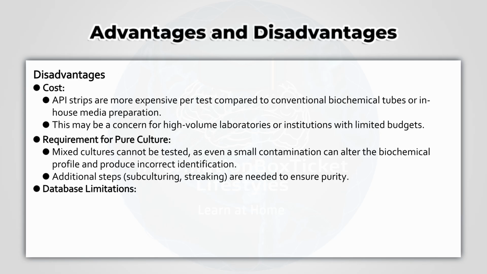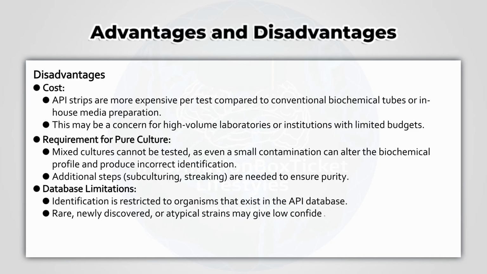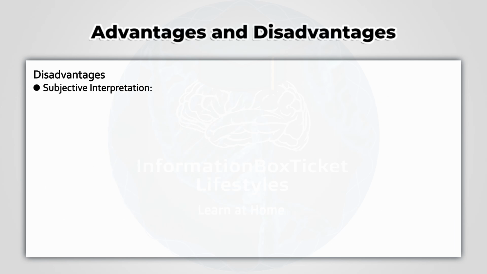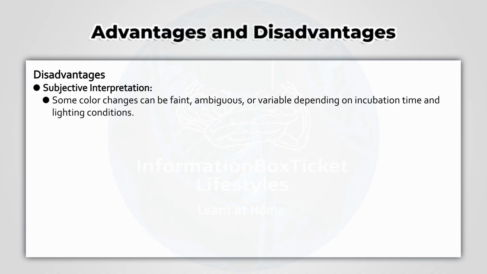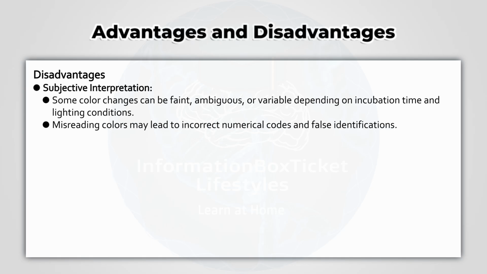Database limitations. Identification is restricted to organisms that exist in the API database. Rare, newly discovered, or atypical strains may give low confidence scores or no match. Subjective interpretation. Some color changes can be faint, ambiguous, or variable, depending on incubation time and lighting conditions. Misreading colors may lead to incorrect numerical codes and false identifications.